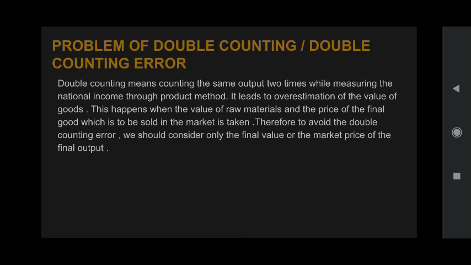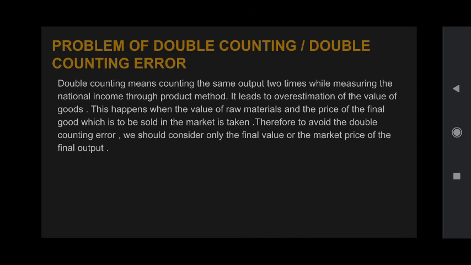So this happens when the value of raw materials and the price of the final good which is to be sold in the market is taken, right? Therefore, to avoid the double counting error, we should consider only the final value or the market price of the final good. Now, another aspect says that we do not include the value of intermediate goods. In the formula itself, we were deducting it from the value of output.